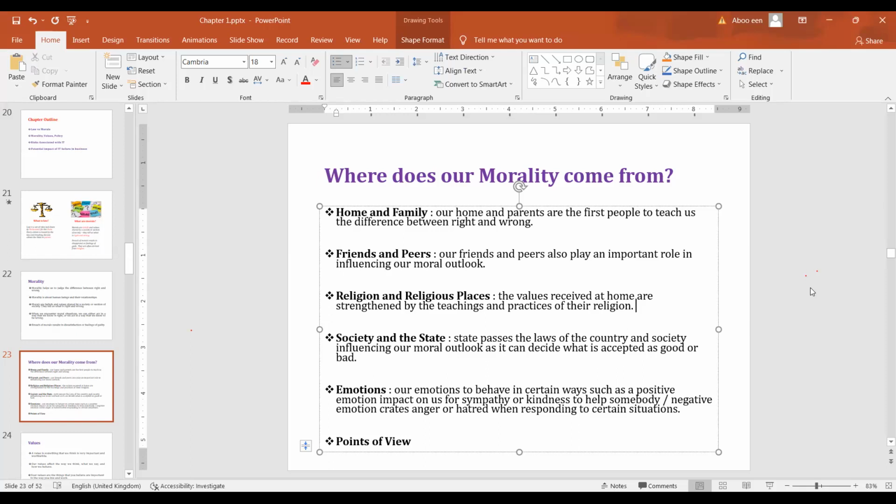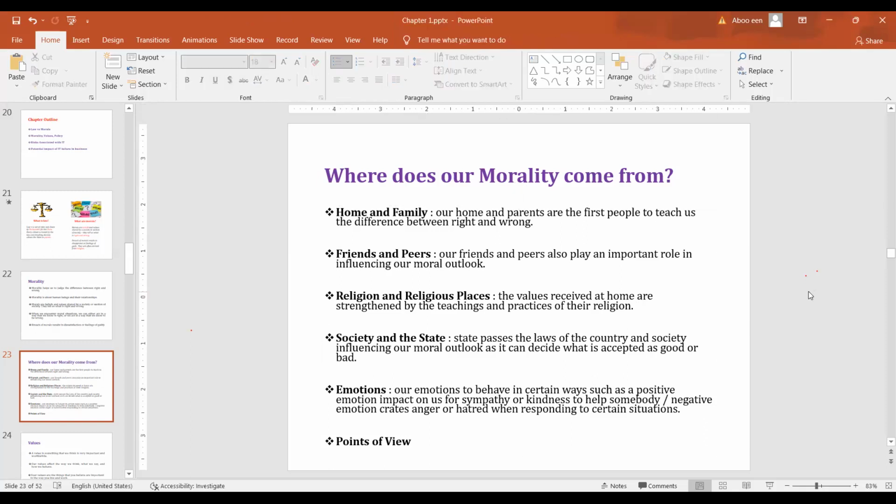Point of view means individuals' perceptions or understanding or viewpoint or opinion. People may think positively or they may think differently or negatively. So an individual's point of view also influences their morality.